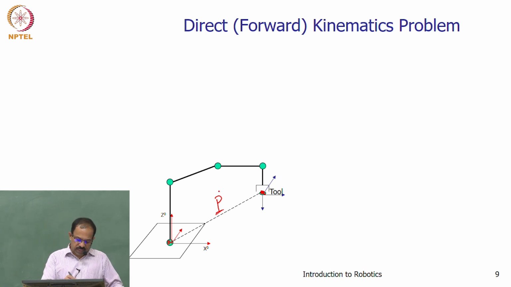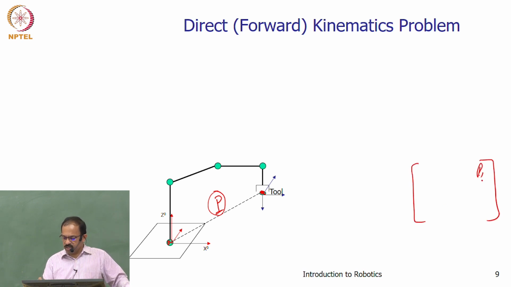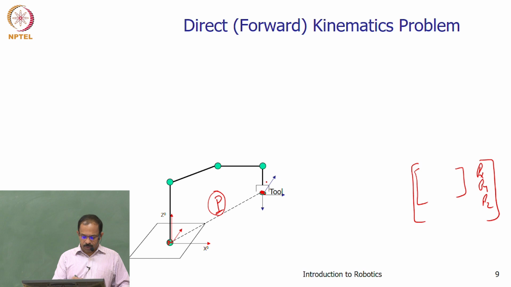tooltip. So the position vector is of interest to us, and the orientation of this frame with respect to the base frame. Once we have this, we have the complete definition of the tooltip with respect to the base frame. We want to know the position vector and the orientation of the tool frame. Then we have the complete information of the tool with respect to the base frame. So we are interested in knowing this information: what is Px, Py, Pz, that is this tooltip with respect to the base frame. That is the interest. And then what is the orientation of this frame with respect to this frame.